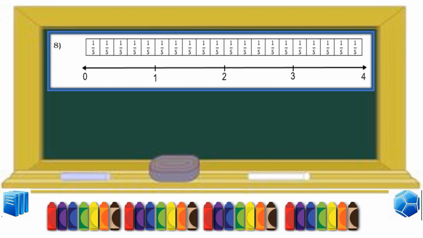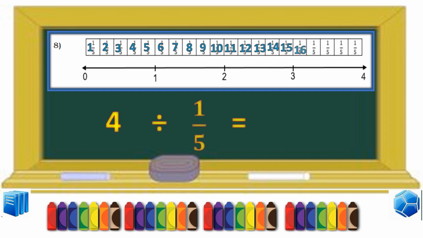Number 8, how many fifths are there in 4 wholes? So 4 divided by 1/5. To get the answer, bilangin natin ilang 1/5. 1, 2, 3, up to 20. So, merong 20 na 1/5 sa 4 wholes.